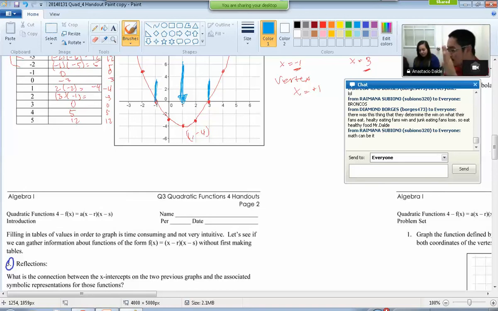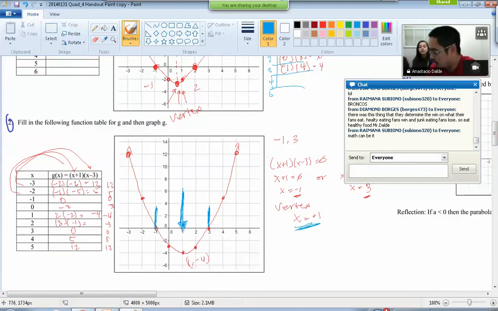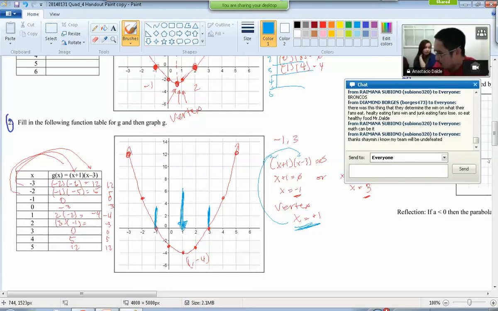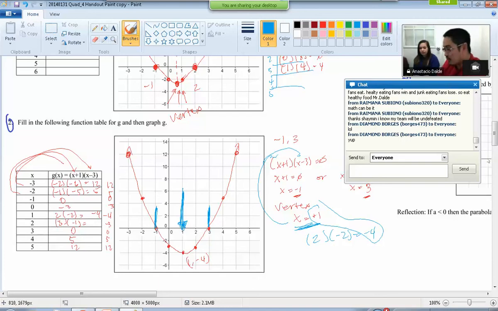So maybe a good way to find the vertex without making a table is this. If we know that the vertex is going to occur at x equals positive 1, then we can take that positive 1 and plug it into our equation and figure out what the y value is. Right? Because we have the x, we want to figure out what the y value is. So we plug positive 1 into here, and we have 2 times 3, or 1 minus 3, which is negative 2, which is negative 4. And so, boom, I got the vertex without looking at the table. Does that sound like a very viable way?